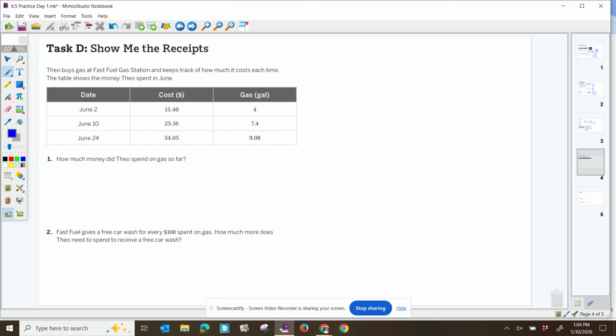Last set of problems. It says, how much money did Theo spend on gas? I'm just going to add up all those numbers. 6 and 5 is a 1, carry the 1. 4, 1, 2 is a 6. Nothing to carry. 14, carry the 1, 2, 4, 7. I got that he paid $7. I'm way off. $74.61. If he spends $100, he gets a free car wash.